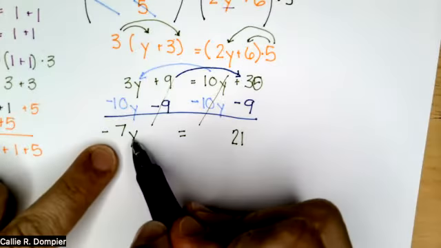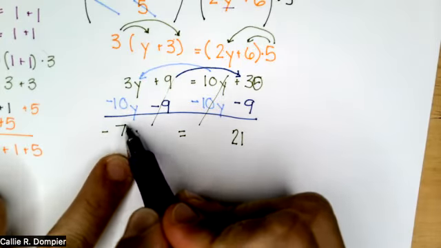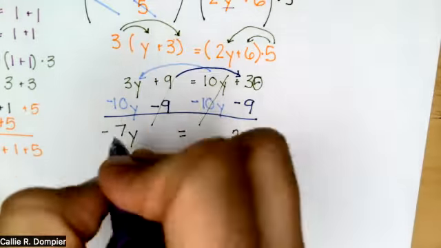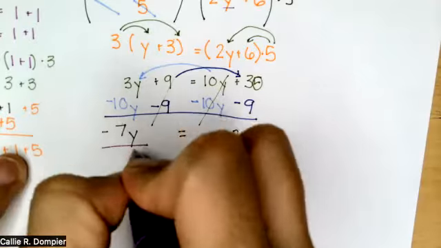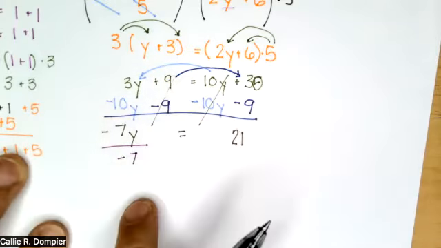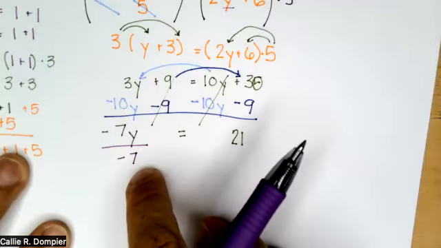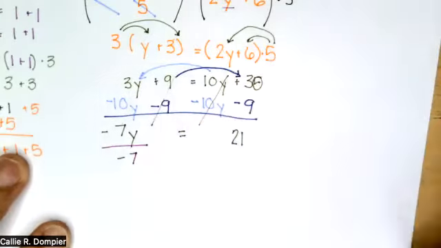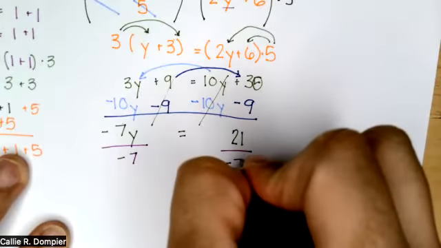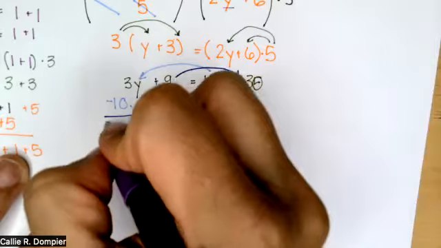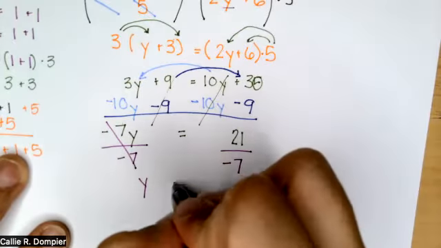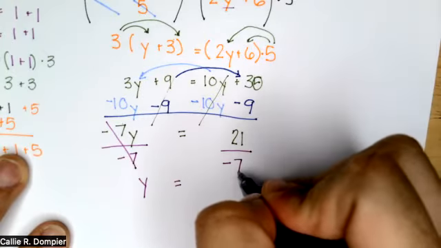The y is being multiplied by a negative 7. So I'm going to divide by a negative 7. The easiest way to write that is to write it as a fraction. Now I have negative 7 divided by negative 7. They cancel each other out. Anything I do to this side, I have to do to this side. Good. So those are now canceled. I just have y is 21 divided by negative 7.